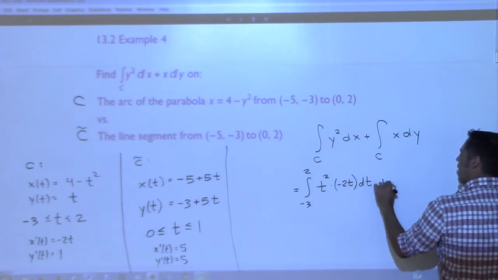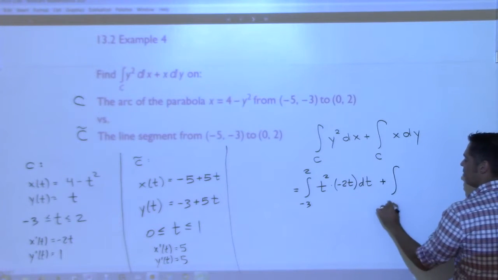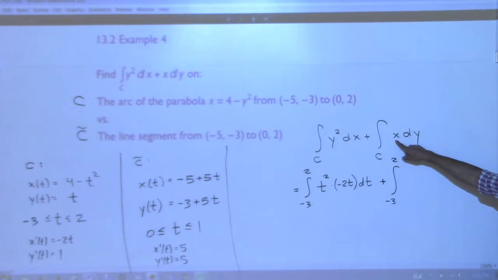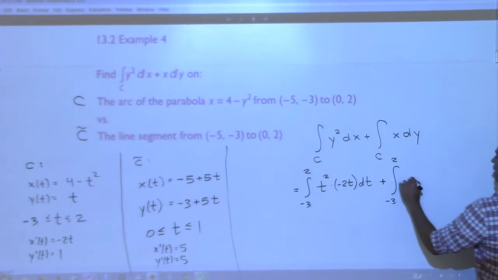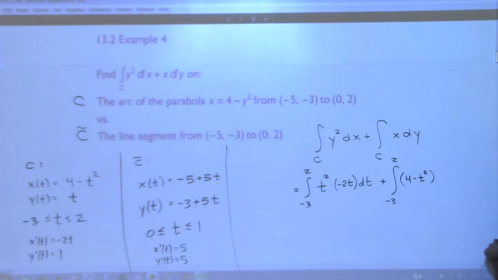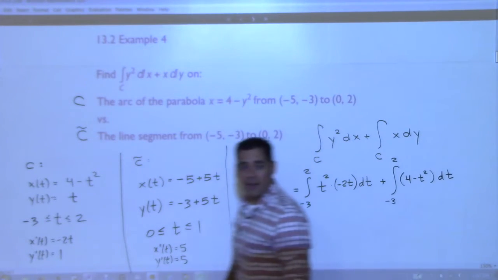And then we need to add to that the integral still over C, so -3 to 2, but now we have a different function. It's the x, which is 4 minus t squared, and then dy, what's dy? Just 1, right? That's nice. Okay, so there's that, right?